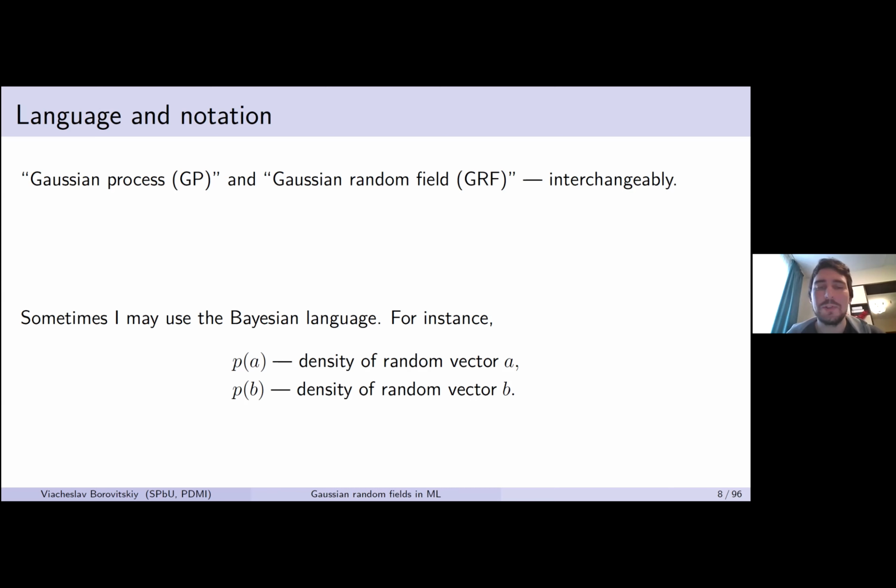Basically, the main example of this language is at the bottom of this slide. So we have two functions which are denoted by the same letter P, but actually they are two different functions, and they differ because their argument is named differently. So P of A is the density of random vector A, and P of B is the density of random vector B. It's not function P evaluated at A or B, they're different functions, and they're evaluated at different points. I will try to stick to more conventional and less confusing language, but sometimes I might need to use this Bayesian kind of notation.